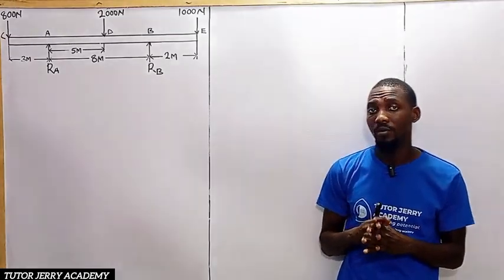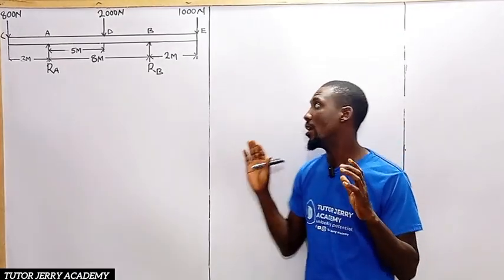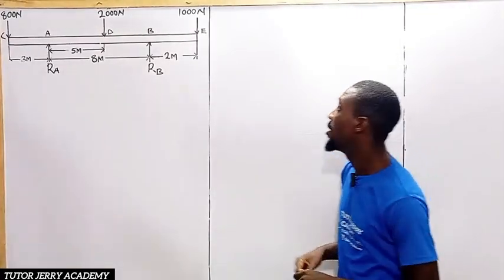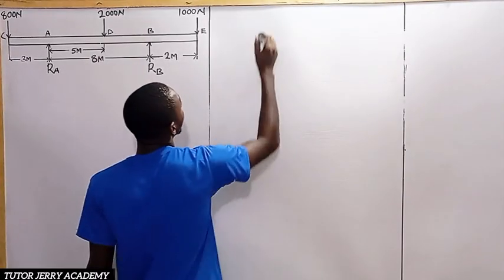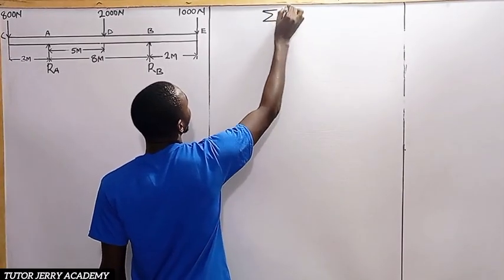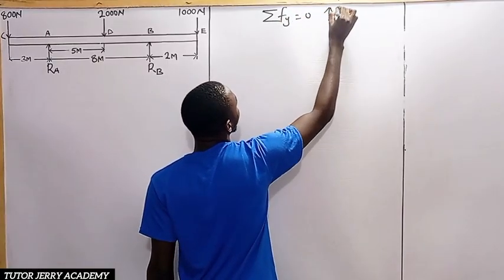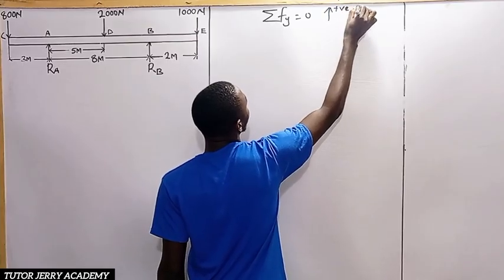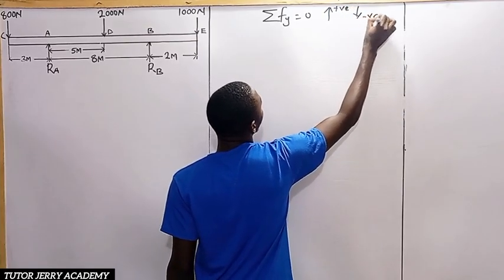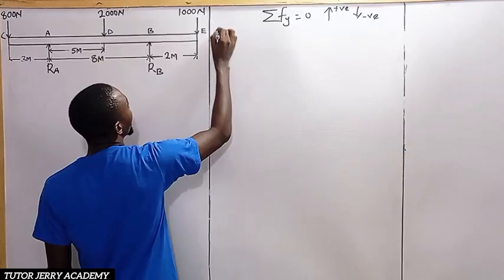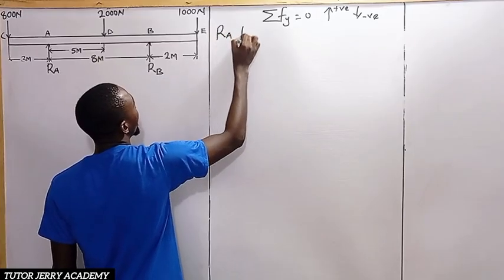Hello and welcome. So we'll be solving another example on point of contraflexure. All right. So the first thing we are going to do is to consider the summation of upward force to be equals to 0, and then we'll be taking our upward force to be positive and our downward force to be negative. All right. And our upward force here is the reaction at A.